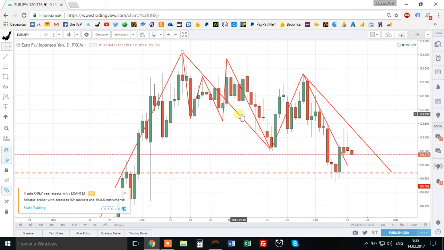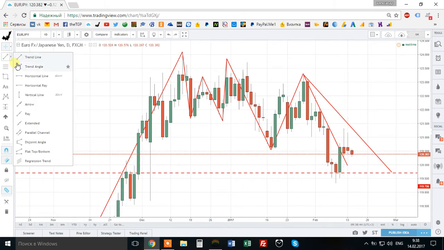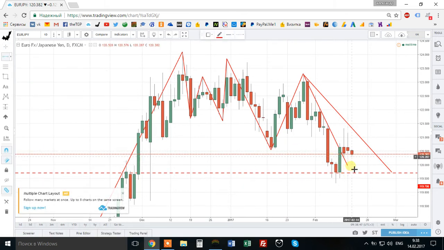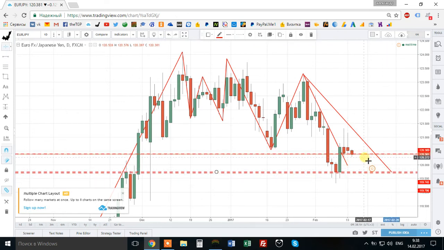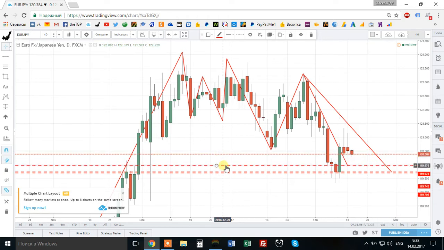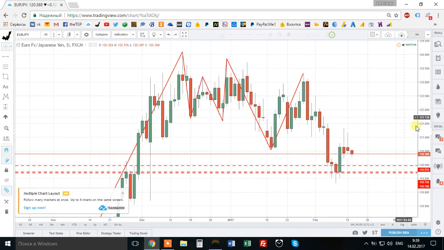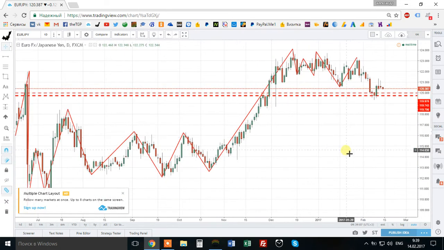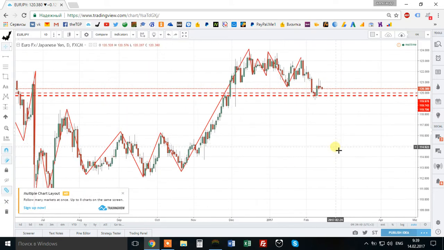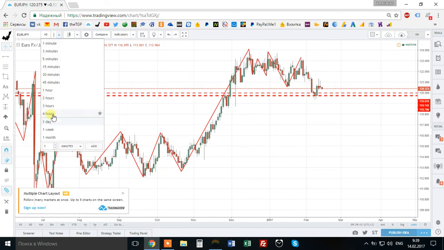Okay, let me leave those zones on the chart. Let me mark them with a horizontal line. The first one is here, the termination of that, and the second one is here. It should be this way. So we have some confluence of lines, and let me delete them as we don't need them. Okay, zoom it out. It's time to switch to our trading time frame.